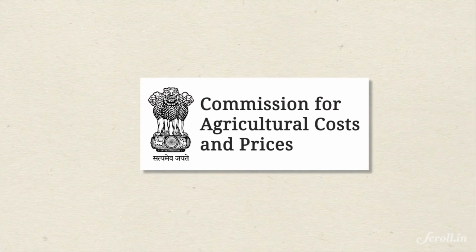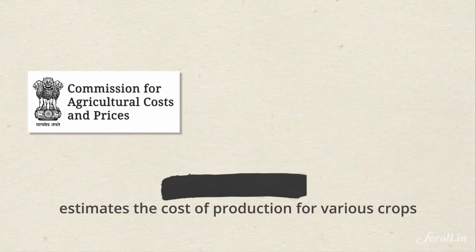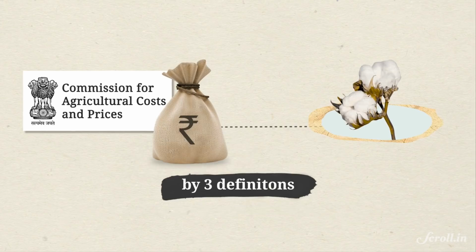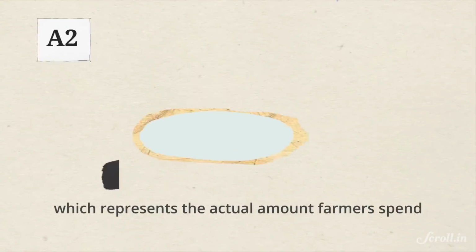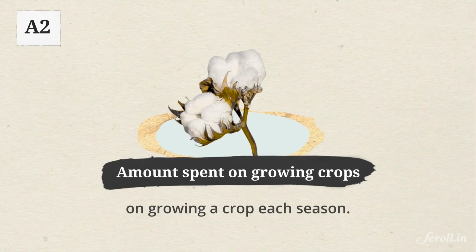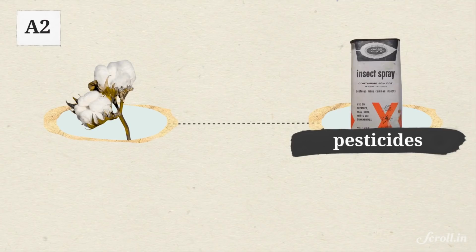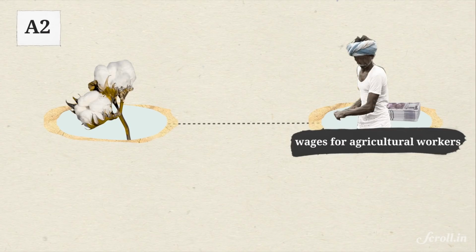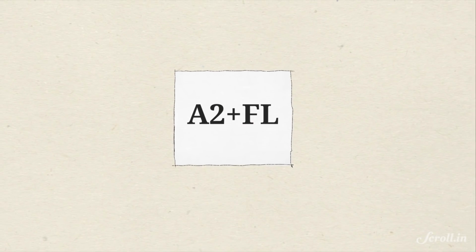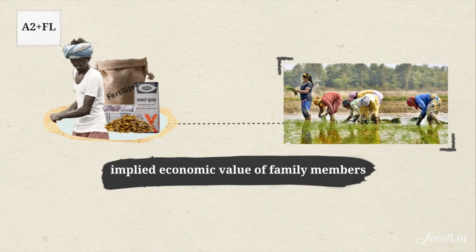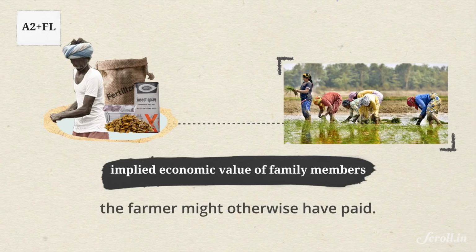Each year, the Commission for Agricultural Costs and Prices estimates the cost of production for various crops using three definitions. The first is A2, which represents the actual amount farmers spend on growing a crop each season. This includes inputs such as seeds, fertilizers, pesticides, and wages for agricultural workers. The second definition is A2 plus FL. It represents the actual input costs as well as the implied economic value of family members working on the farm, which offsets the wages the farmer might otherwise have paid.